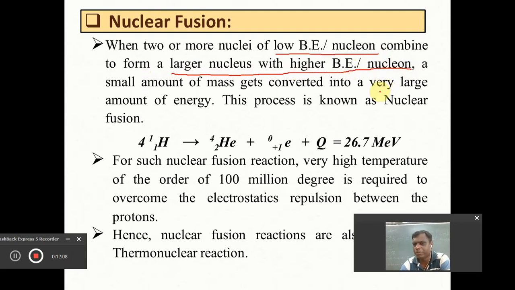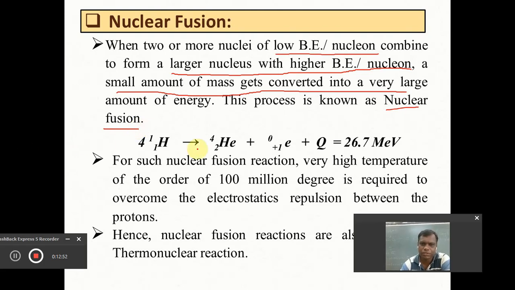This is the important thing: a small amount of mass gets converted into a very large amount of energy, and this process is called nuclear fusion. I hope you can understand. So whenever two or more nuclei of low binding energy per nucleon combine to form a larger nucleus having higher binding energy per nucleon, and a small amount of mass gets converted into a large amount of energy, this process is called nuclear fusion.